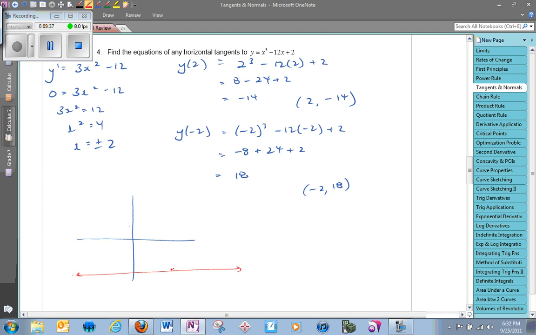And the other one is at negative 2, 18, so somewhere over here, for example. I would be smart to know that if it's a horizontal line, my equations will simply correspond to the y-coordinate. So one equation is y is equal to negative 14, and the other equation is y is equal to 18.